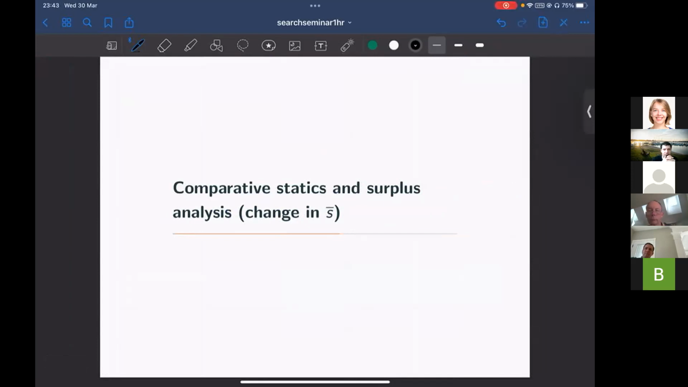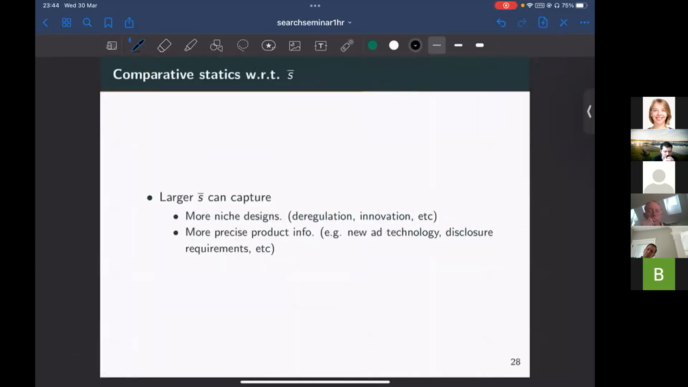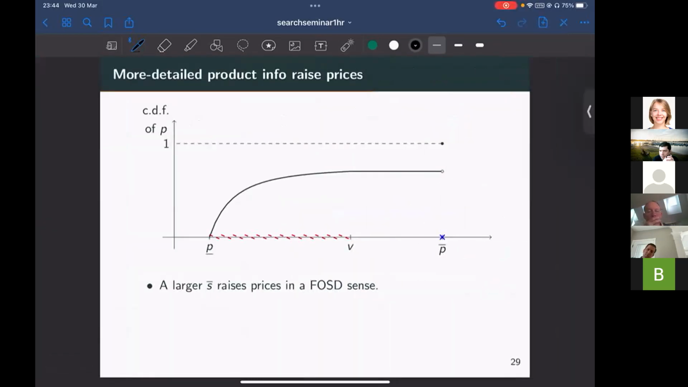So now we're going to talk about the comparative statics and surplus analysis with respect to the change in S bar. We think about a larger S bar that can capture more niche design that comes from deregulation or innovation, or more precise product information that could come from new advertising technologies, disclosure requirements, et cetera. So we're going to look at how S bar affects consumer surplus. Here I will basically talk about the implications of the result that I just used to answer Dennis' question. So let's think about what an S bar does to equilibrium. Let's say we have an equilibrium here. This is one equilibrium, the distribution of equilibrium prices.